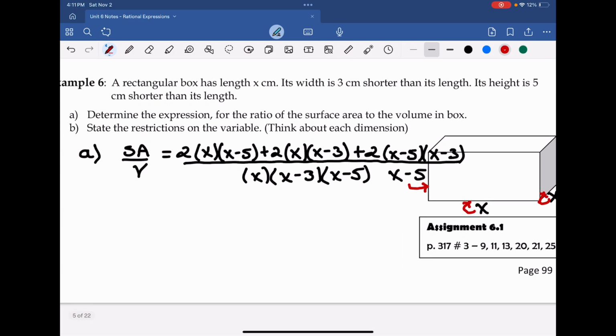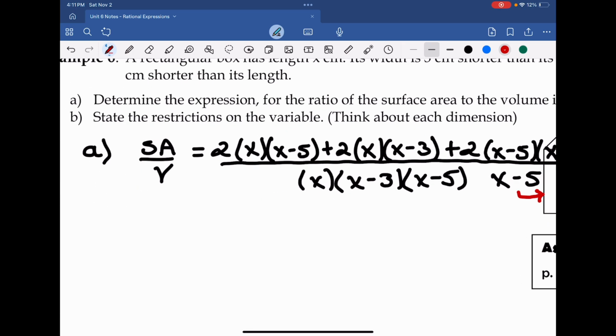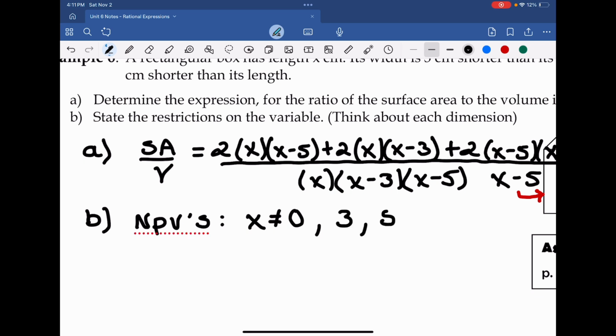Now, in this expression, what are the restrictions? The restrictions are simply going to be whatever comes out of the denominator. So our NPVs, our non-permissible values, are where x cannot equal 0, because if it's equal to 0, the whole thing eliminates to 0. x cannot also equal 3, because if it's 3, it goes away. And lastly, x cannot equal 5, or else this would go away here. So we have to be very careful here.